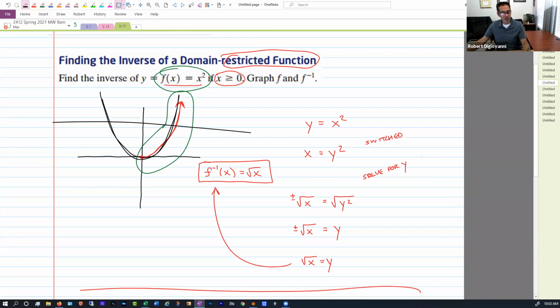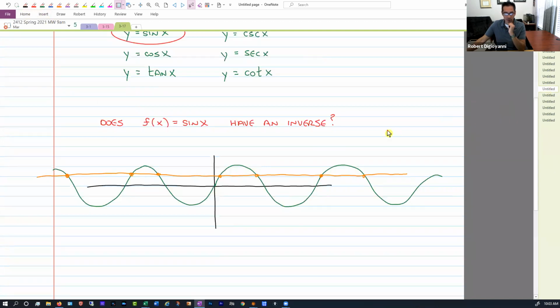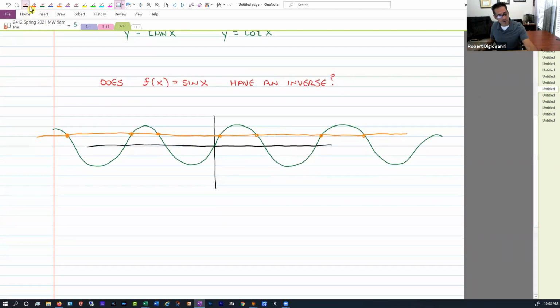But if we restrict the domain, then we can look at one piece of it, and one piece of it would have an inverse, wouldn't it? That's exactly what we're going to need to do if there's any hope of defining an inverse function for sine. We're going to have to restrict the domain. In general, this is not a one-to-one function unless we restrict the domain.